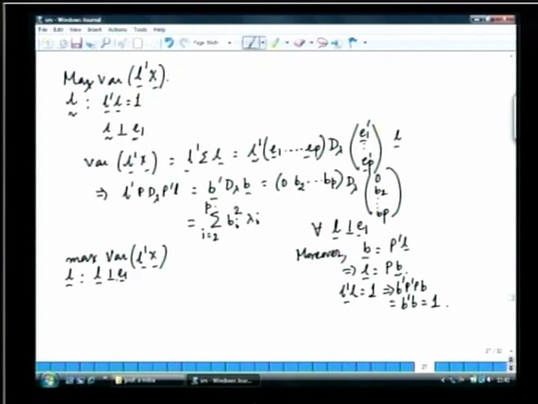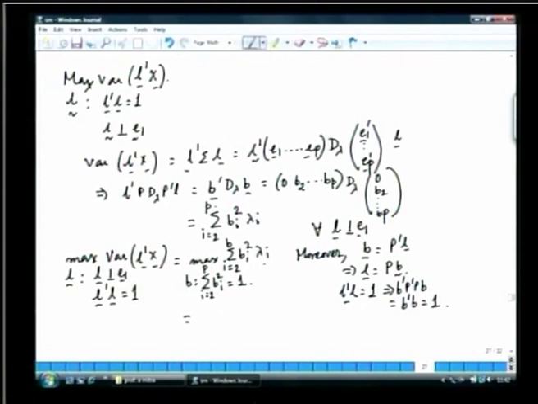Let us write this first, because this condition has been taken care of in the first place. Then I have the maximum of L prime Σ L, with L transpose L equal to 1, which is nothing but the maximum of summation Bi square lambda i from 2 to P, maximum over B such that the sum of Bi square from 2 to P is equal to 1. So, this can be achieved if again I replace the lambda i's by their maximum value.